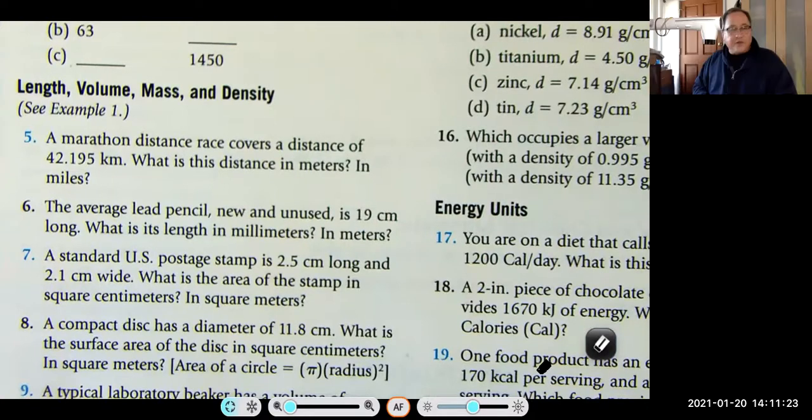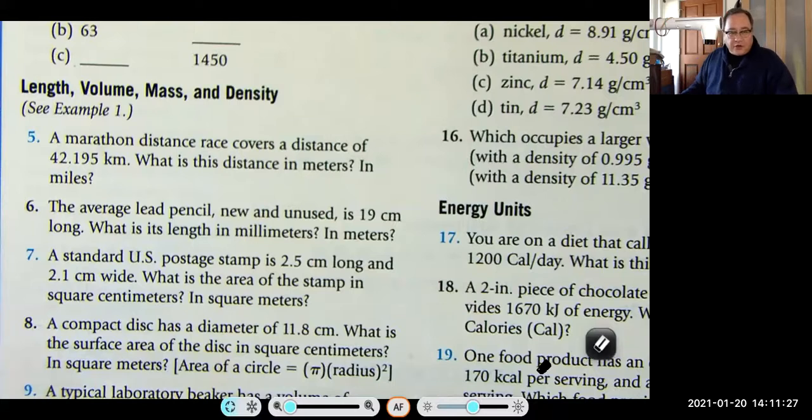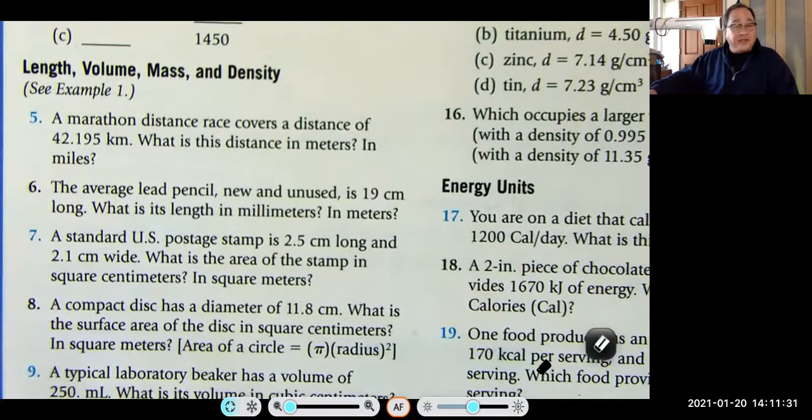And what I'm going to do for number 7 is I'm going to make a drawing. A lot of people say they're visual learners, but then they don't learn visually. So let's learn visually, shall we?